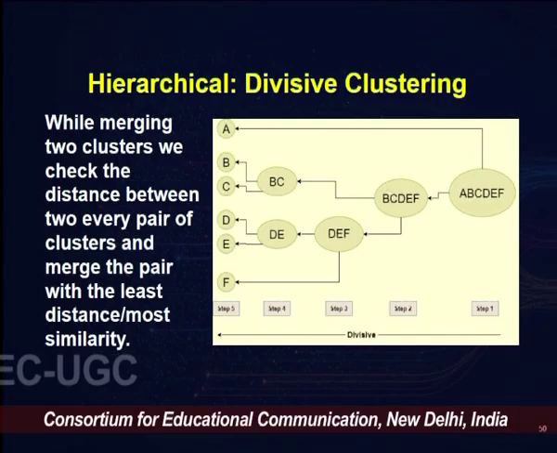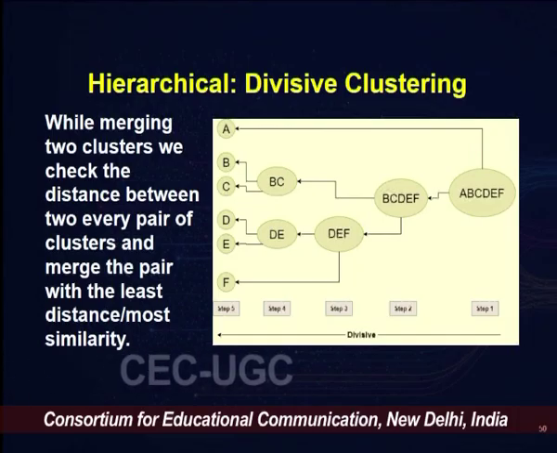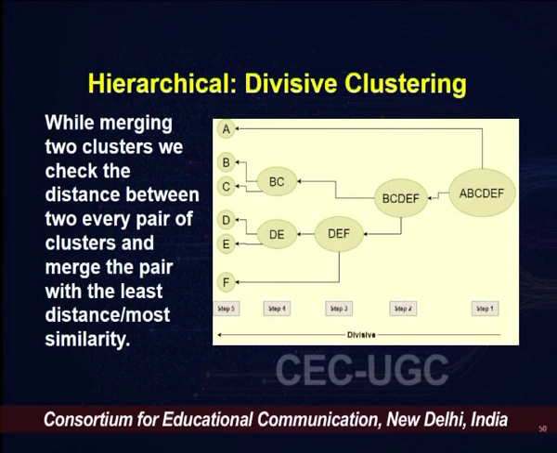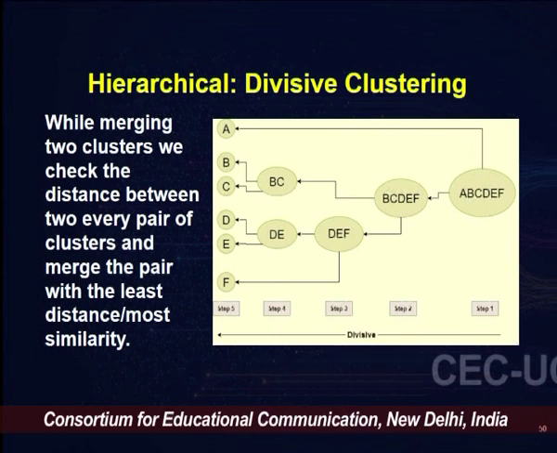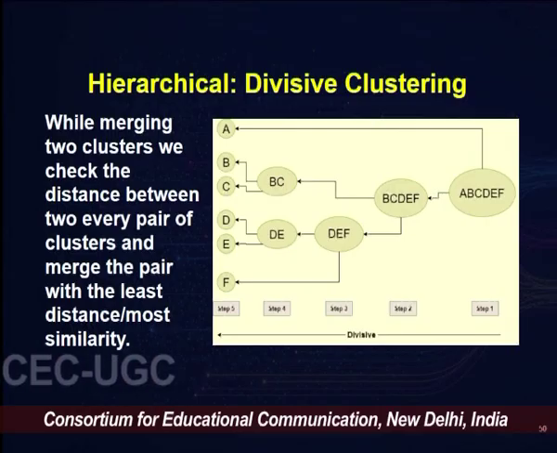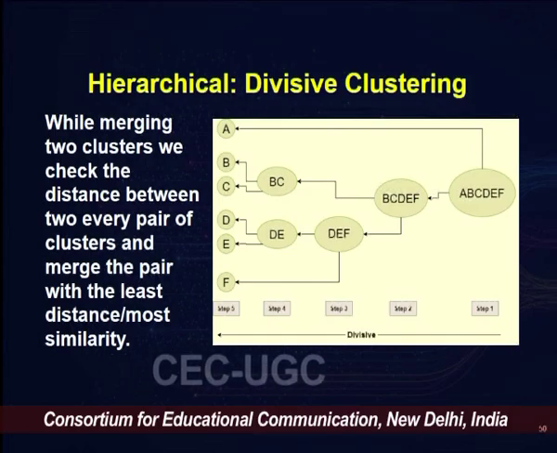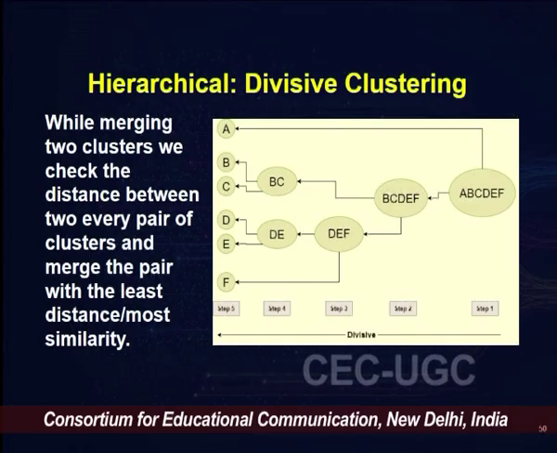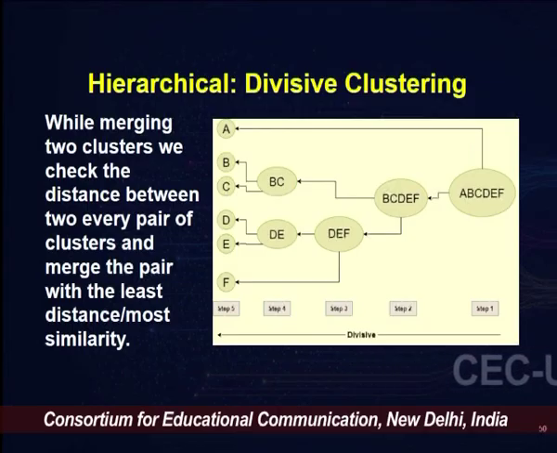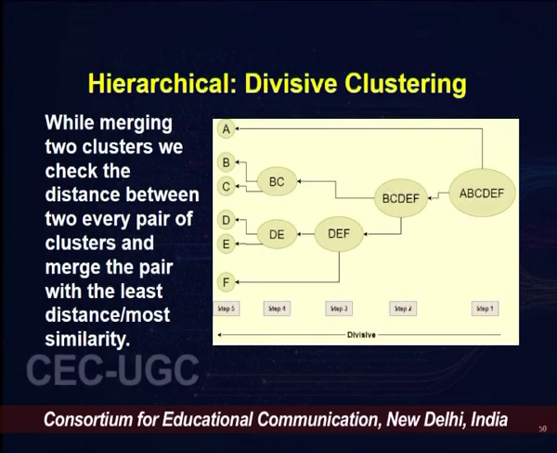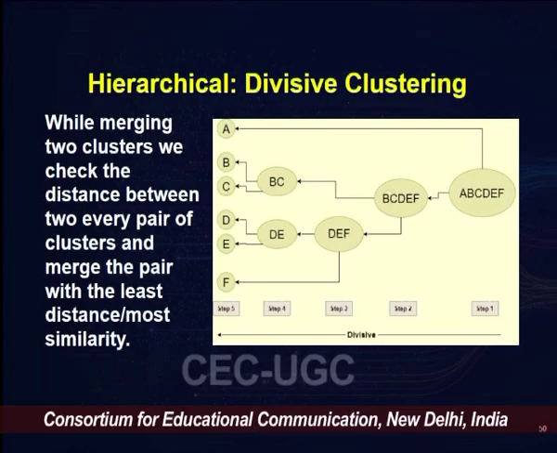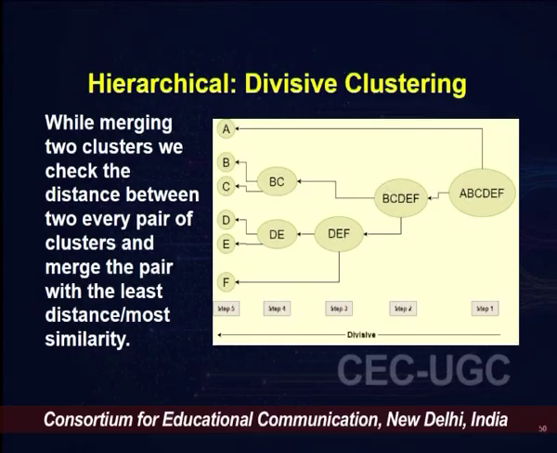So, what does divisive clustering do? In divisive clustering, as you can see, we can read the same diagram from left to right for agglomerative clustering, and from right to left for divisive clustering. If you are reading from left to right, it becomes agglomerative clustering, and if you are reading it from right to left in this particular diagram, it would be nothing but divisive clustering.